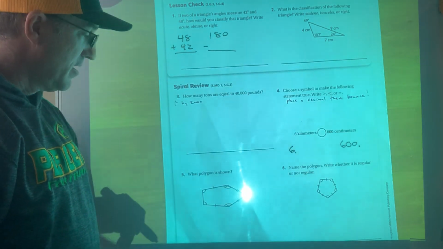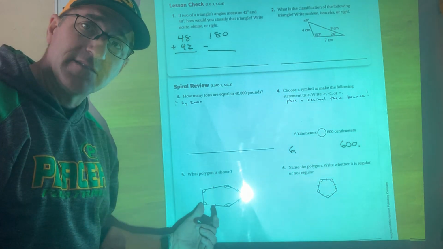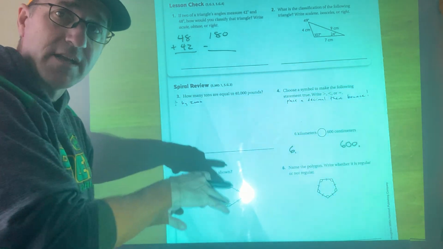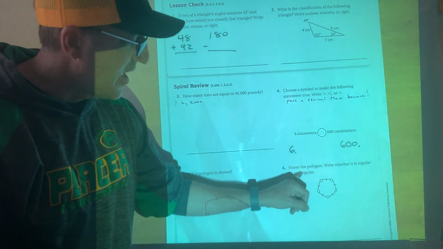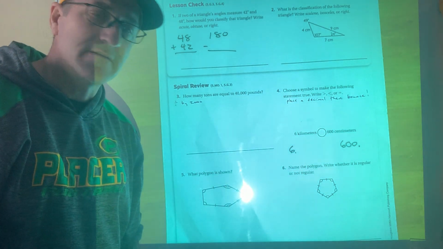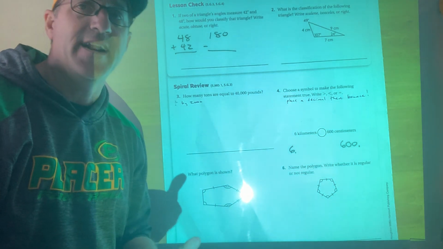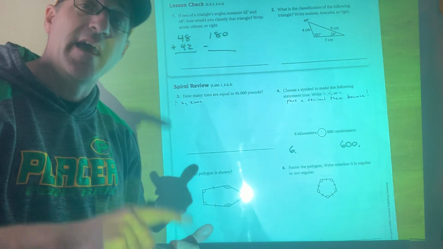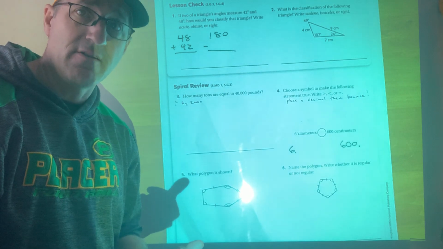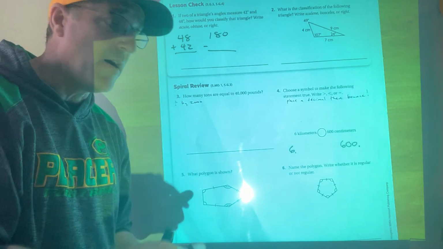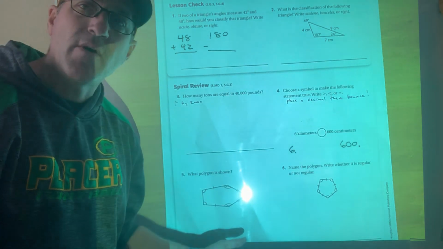All right? What shape is the polygon? Count the sides. Don't worry about the angles and all that stuff. Just count the sides here. And then name the polygon, of course, count the sides. Okay? And then write whether it's regular or not regular. If it's regular, it has to have congruent sides and congruent angles, right? Like an equilateral triangle does. So same thing with this polygon. Are they all the same? How do I know? How can I tell?